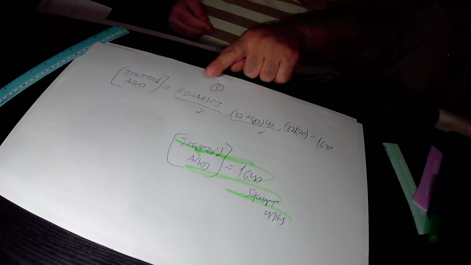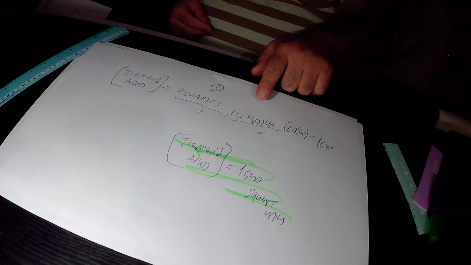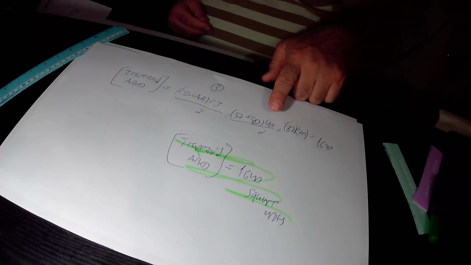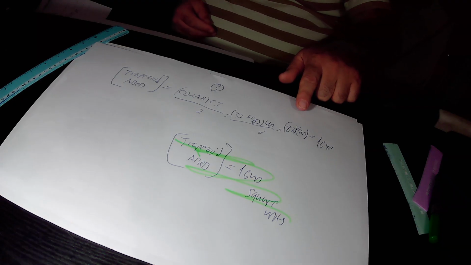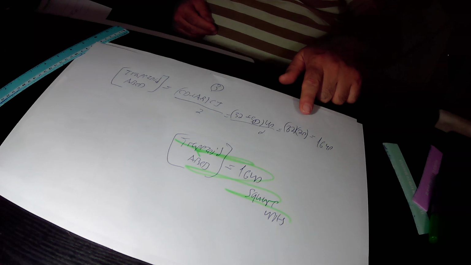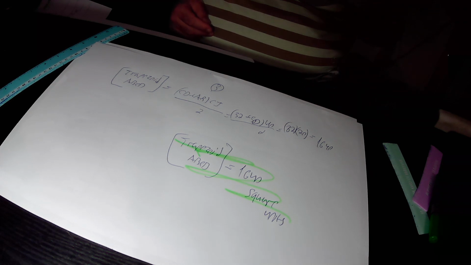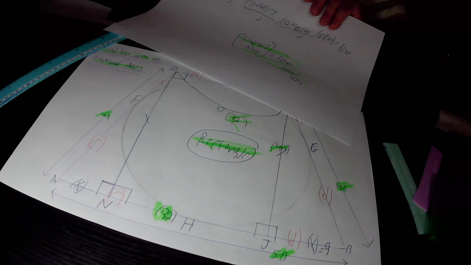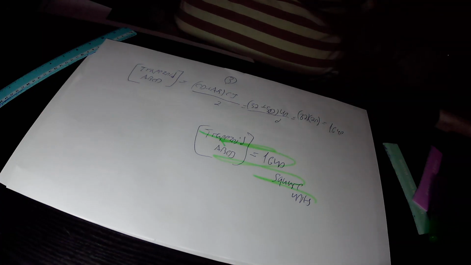CD is 32, AB is 50, CJ is 40, over 2. 32 plus 50 is 82, and 40 over 2 is 20. So in total, we find that the area of trapezoid ABCD equals 82 times 20. 82 times 20 is 1640. So in total, we find that the area of this trapezoid ABCD is equal to 1640 square units in size. We finish with the first question.